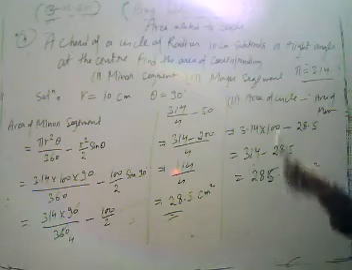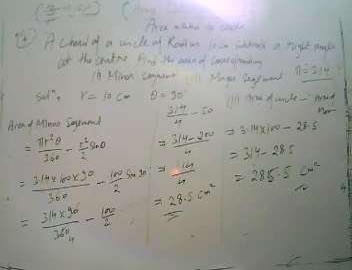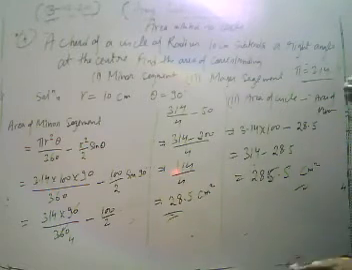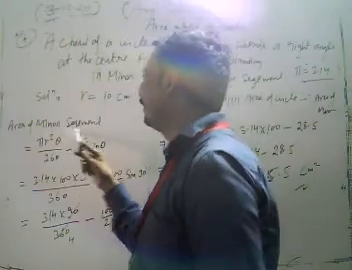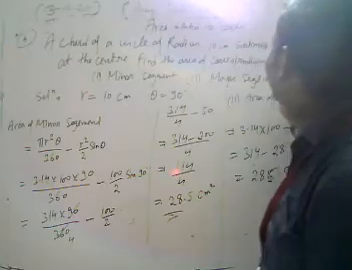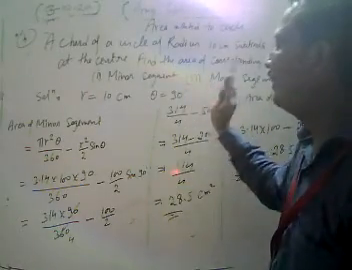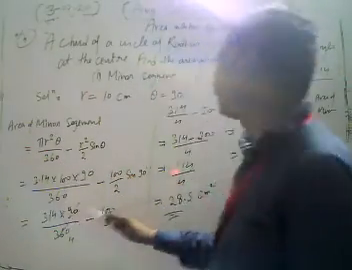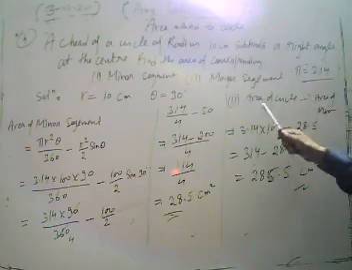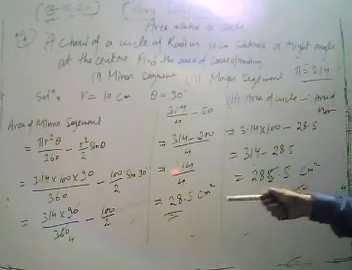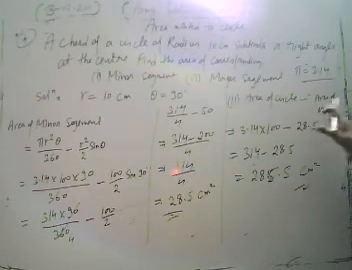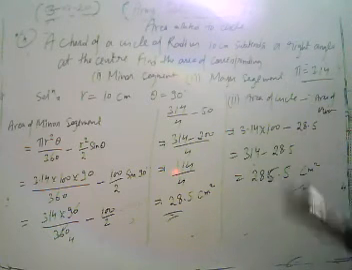Now look, a chord of a circle of radius 10 subtends a right angle at the center. Find the area of the corresponding minor segment and major segment. We use the formula for the area of the minor segment: pi r square theta by 360 minus r square by 2 sin theta. The sector angle is a right angle, theta is 90 degrees, and the radius is 10. Putting in the values and solving, we get the area of the minor segment. To get the area of the major segment, we just take the area of the circle minus the area of the minor segment.